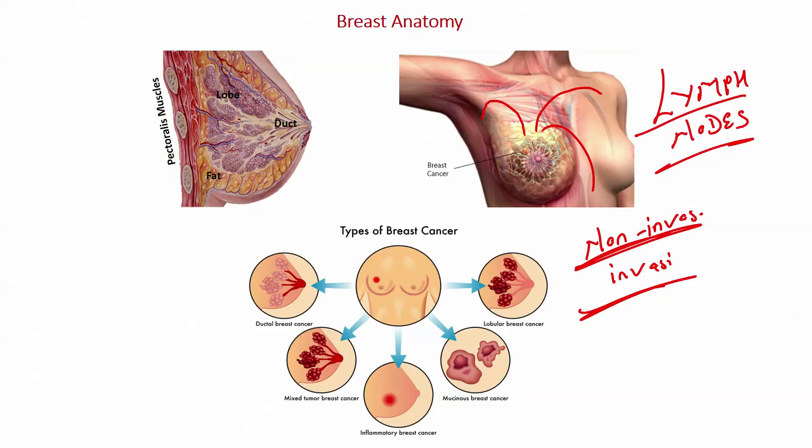But if the cells move from the present location to another part of the body through lymph nodes, it is called invasive breast cancer, right. So, what we understand, breast cancer has two types, one is invasive, one is non-invasive. Then we understood that based on the area of the breast, it can be further classified as ductal cancer or lobular cancer. If it is in duct and lobe both, mixed tumor cancer. If it is mucinous, mucinous cancer. If it is inflammatory, inflammatory cancer, right, this much we understood.